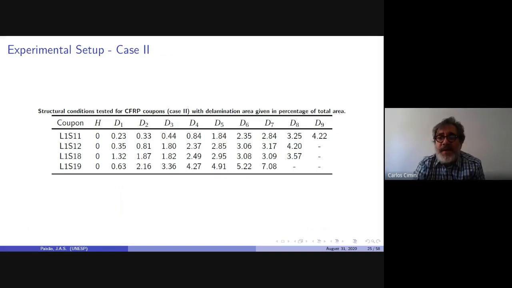In this one there, you do have 4 different coupons, right? And the results are plotted in 9 levels of damage. So somehow you're increasing the damage until D9, right? And actually putting some putty there, some mass.